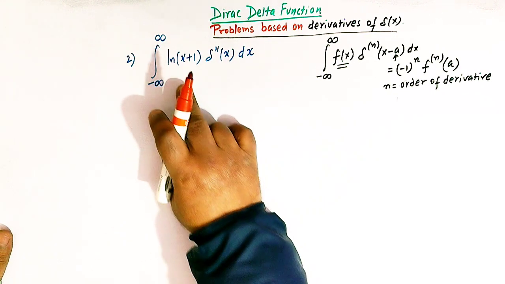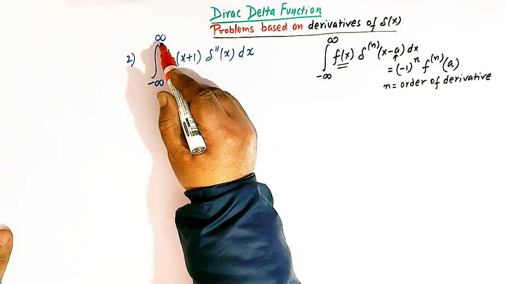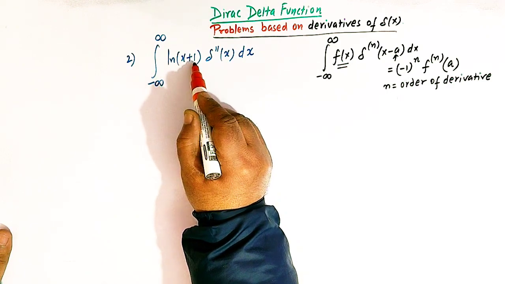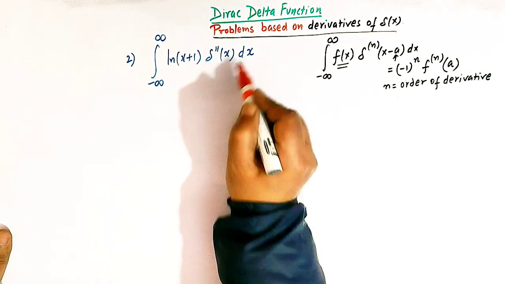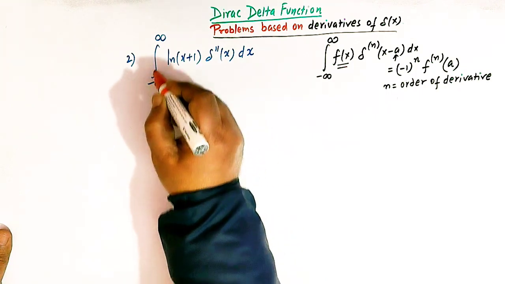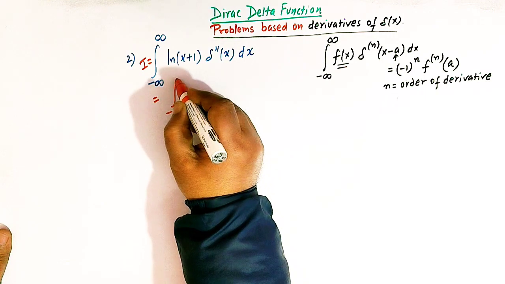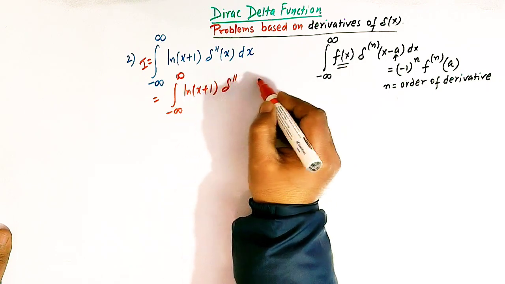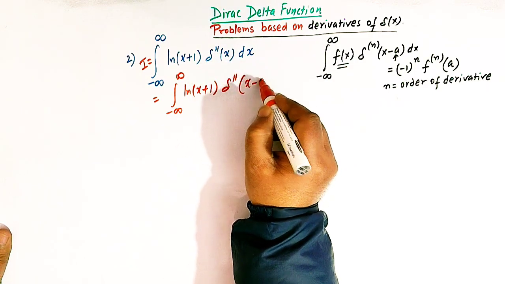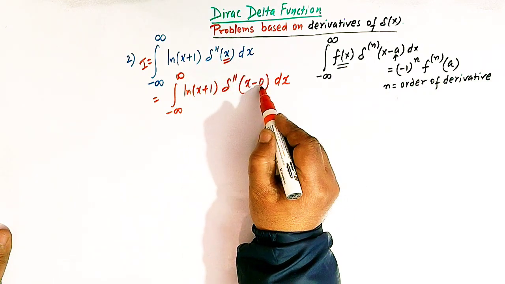So now let us take this second problem. Here we have the integral from minus infinity to infinity of the natural log of x plus 1, and here we have the second derivative of the delta function, that is delta double prime x dx, right? So now see, we can rewrite this integral as the integral from minus infinity to infinity of log of x plus 1, then we have delta double prime of x minus 0, right? So here this x can be written as x minus 0.